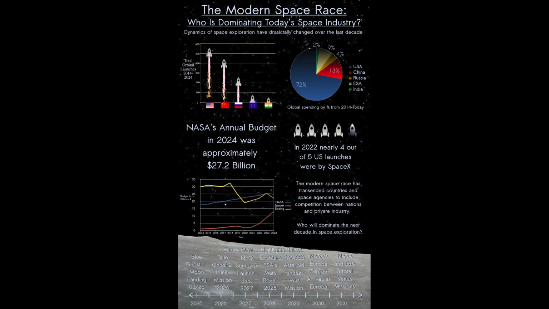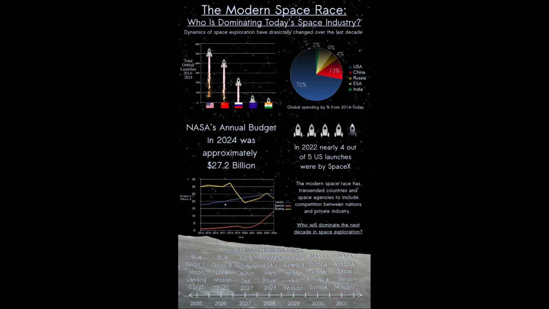For my visual choices, first there's the bar graph, which uses rockets with flames to represent the number of space launches per country. It uses the flags for the country or the space agency, such as the European Space Agency, which uses the European Union flag. I designed the graph to be visually engaging while effectively communicating a large amount of information at a glance.